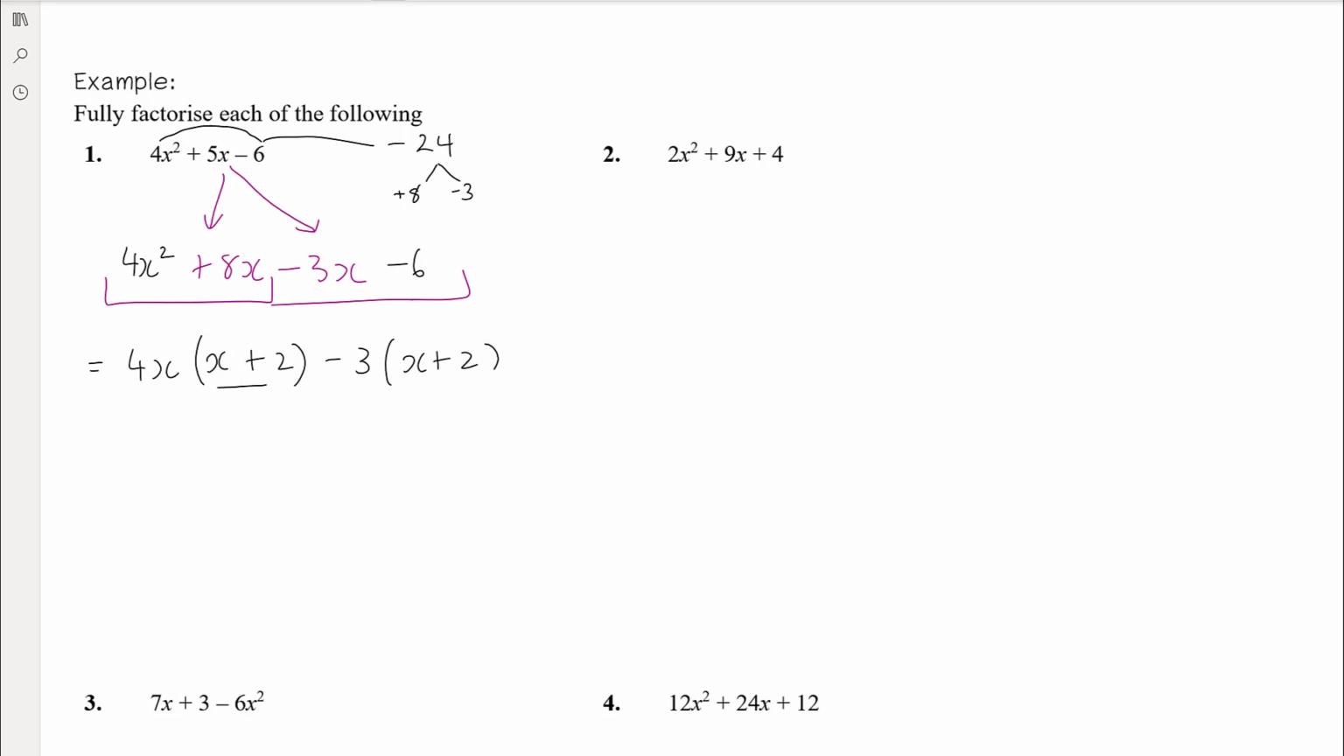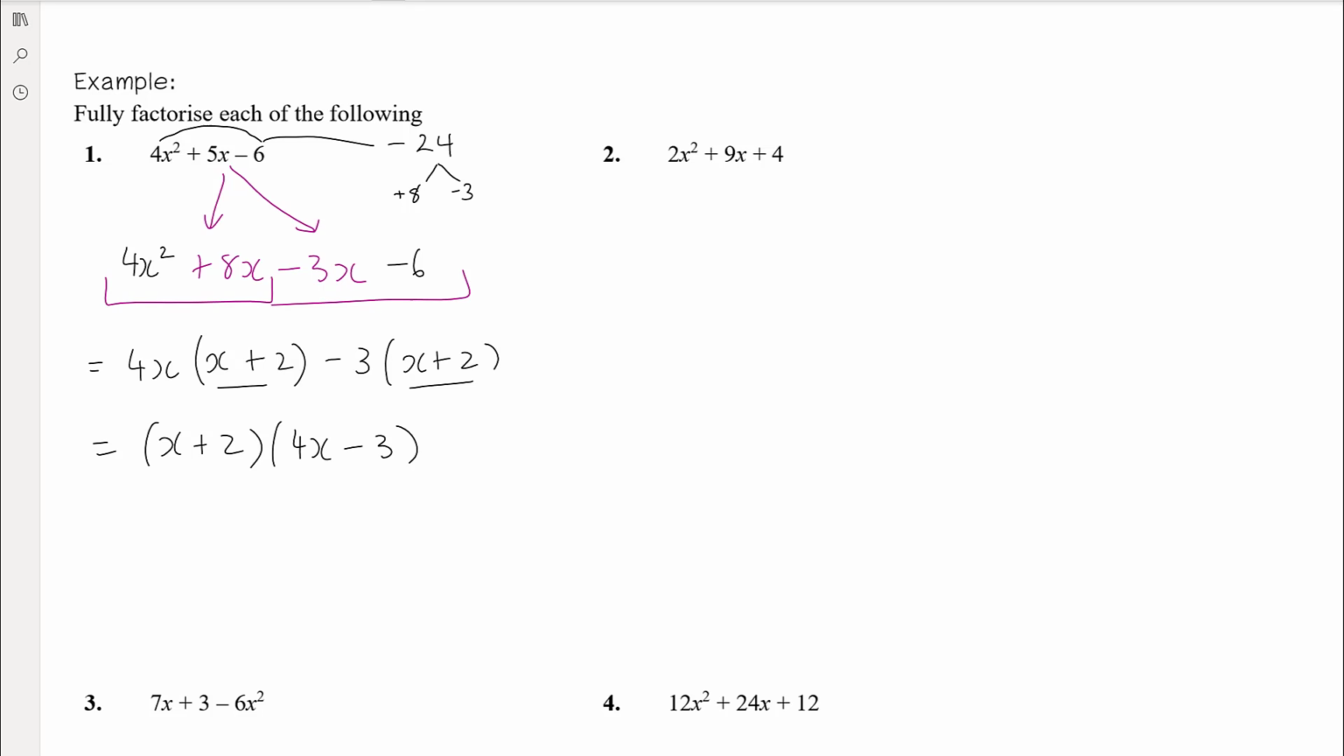I know I'm on the right track because the brackets are the same. If the brackets are not the same, you've made a mistake. Okay, they must be the same at this point. You've picked the wrong numbers, you didn't factorise properly, something's happened, but the brackets should always be the same. So if they're not, something's not right, go back and start again. So x plus 2 is the common factor, and we get left with 4x minus 3.